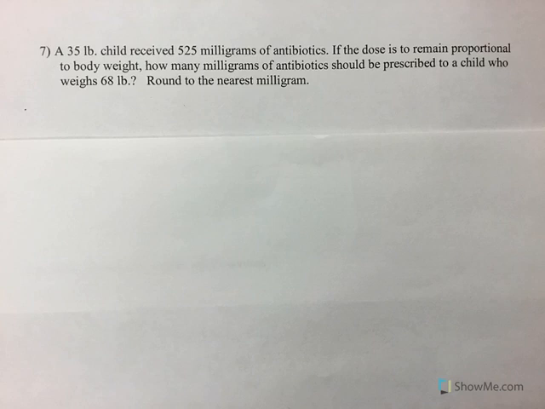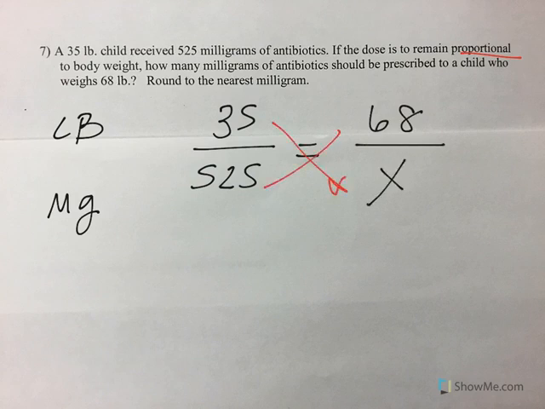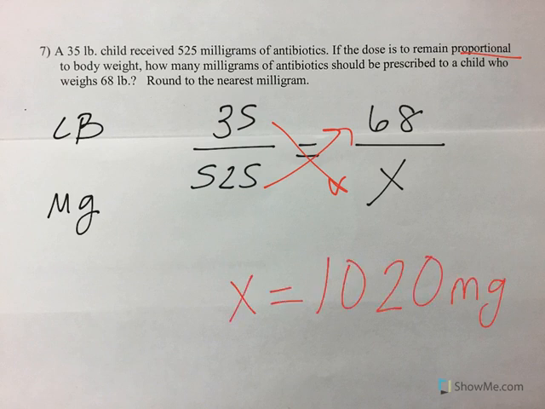And the last problem, a 35-pound child receives 525 milligrams of antibiotics. If the dose is to remain proportional to body weight, how many milligrams of antibiotics should be prescribed to a child who weighs 68 pounds? So we're talking pounds compared to milligrams. 35 pounds gets 525. 68 pounds gets how many? We cross multiply, we divide. A 68-pound child should get 1,020 milligrams.